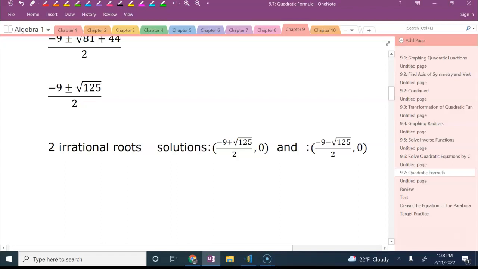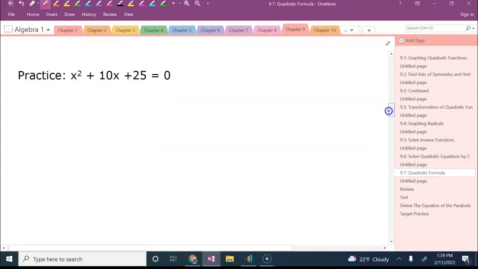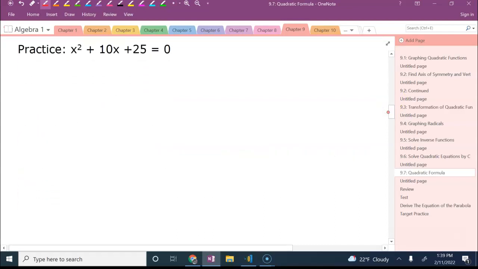So if I needed to find a rough estimate of an answer here, I would evaluate this by square rooting that 125 and then splitting it apart. So I would take negative 9 plus that and divide by 2, and do negative 9 minus that and divide by 2. And that would get me my two answers that I was looking for. So go ahead and try to do this practice problem, and when you're ready to see what the answer or answers should have been, go ahead and keep watching.